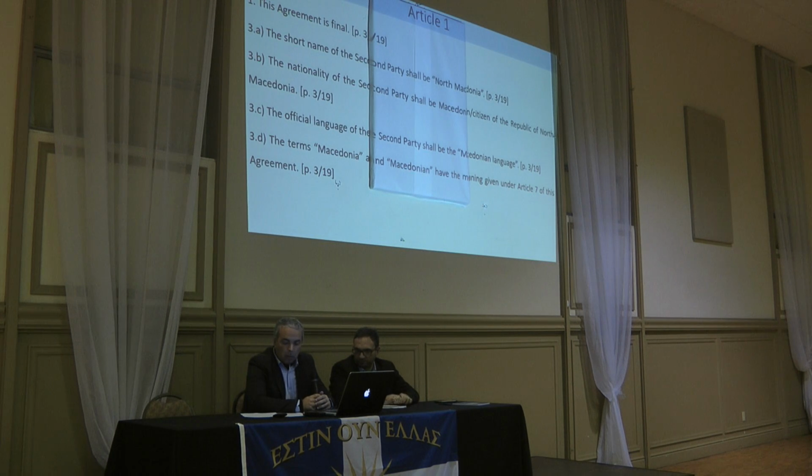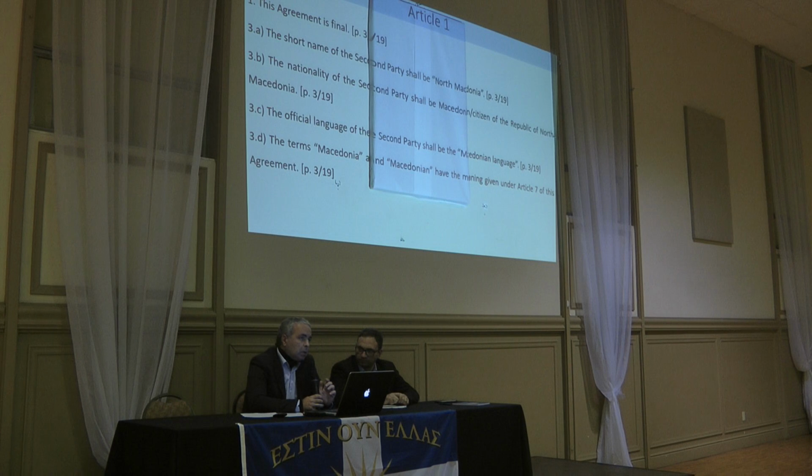The first remark when you read the pre-agreement is to find the other country. There is no mention of FYROM. No way. You need to know resolutions 817 and 845 to understand that we are talking about FYROM.